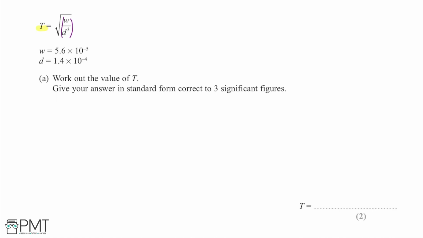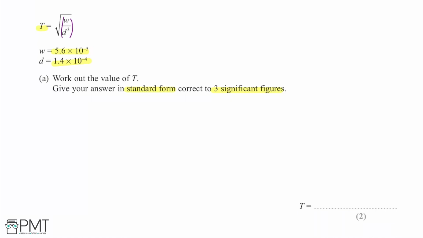We're given the values for w and d. So w is equal to 5.6 times 10 to the minus 5, and d is equal to 1.4 times 10 to the minus 4. And we're asked to use this information to work out the value of t, giving our answer in standard form, and correct to 3 significant figures.